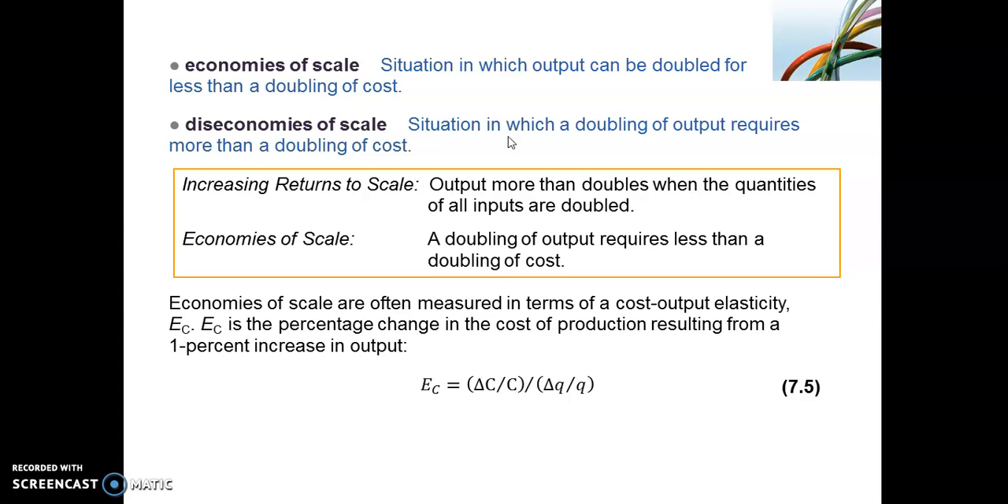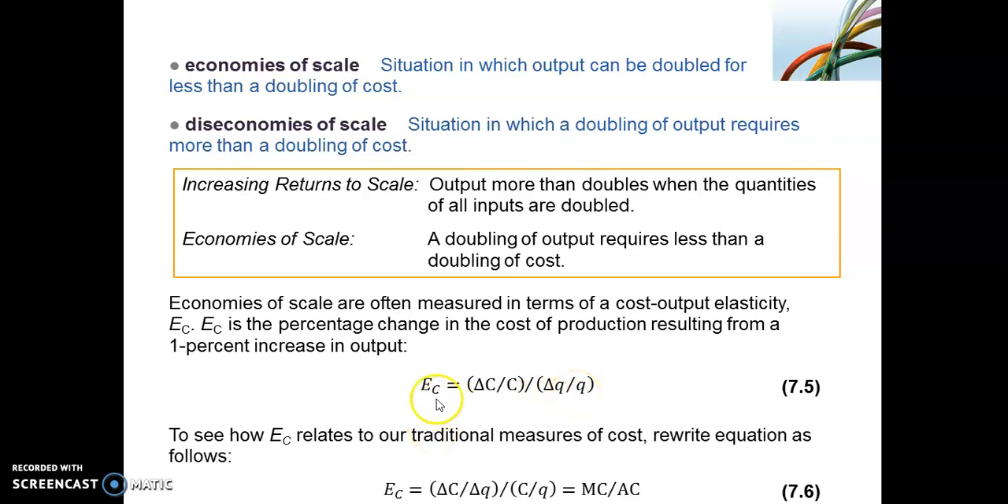Now, economies of scale are measured in terms of a cost output elasticity. So, E with the subscript C refers to the cost output elasticity. Don't confuse this with cross elasticity, right? So, to measure economies of scale using this cost output elasticity, it is going to be given by the percentage change in the cost of production if there is a 1% increase in output.